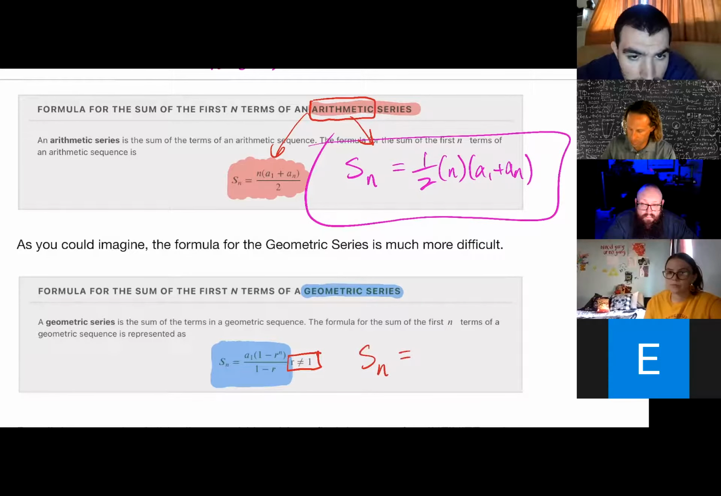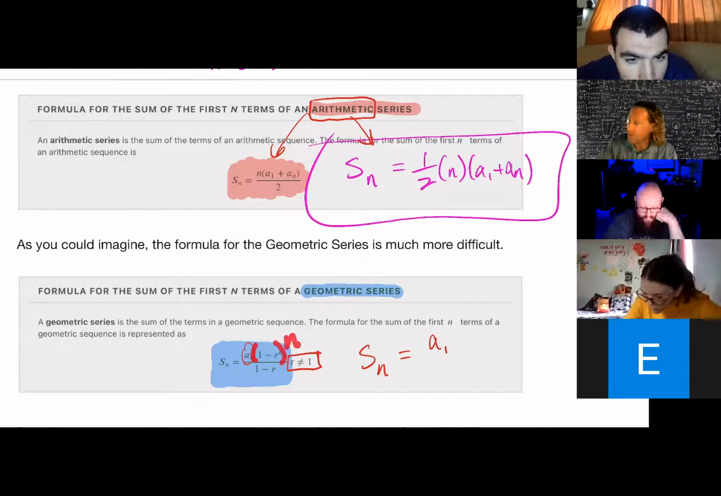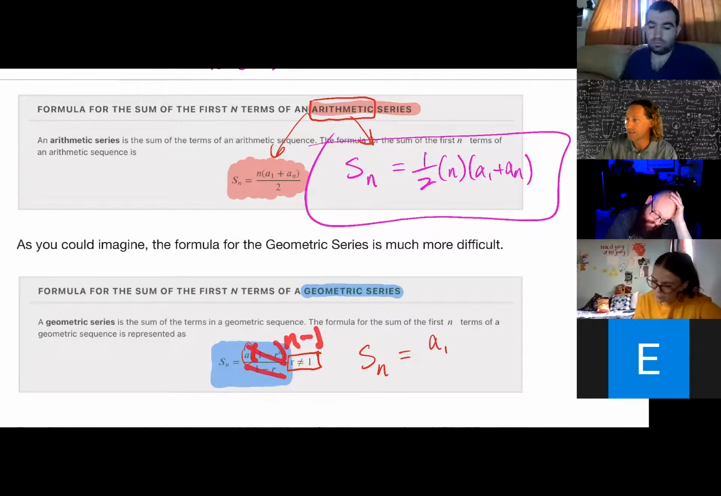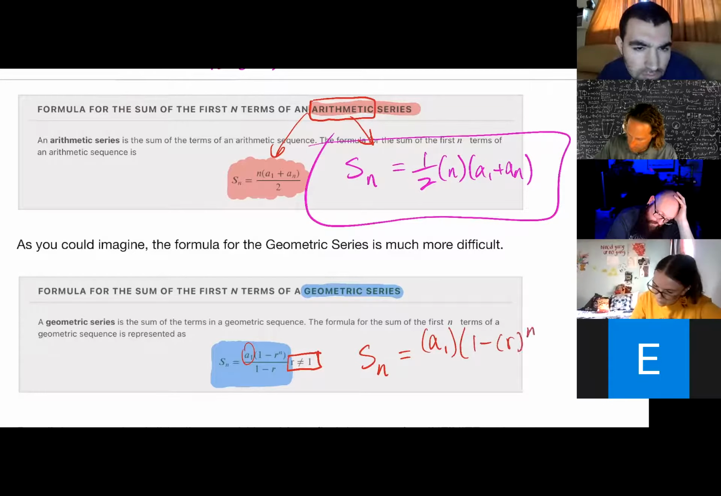sum of n things, you still need to know the first, but you also need to know R. And if you notice, this is 1 minus R to the n. This is 1 minus R. It is not 1 minus R to the nth power. The R is the only thing that has the n. If it were that, then you would have been able to cancel one of these with one of those, and you would have had one less. Okay, so please don't cancel these things. It is A1 times 1 minus the R to the nth over 1 minus the R.